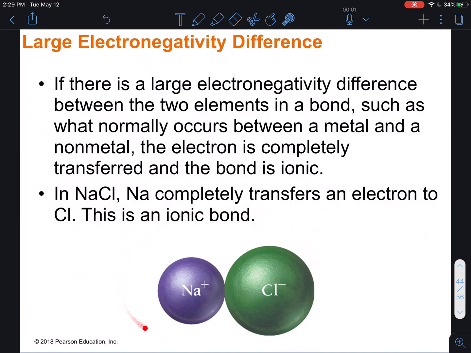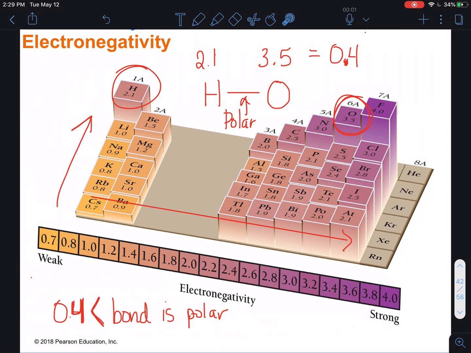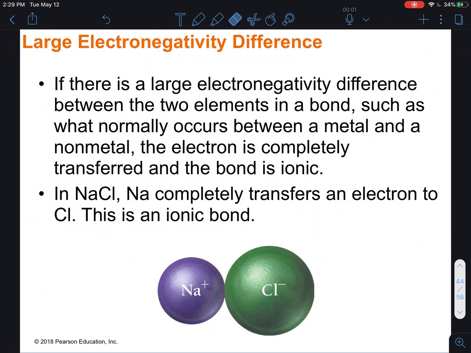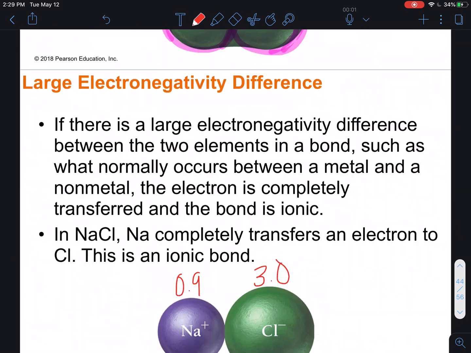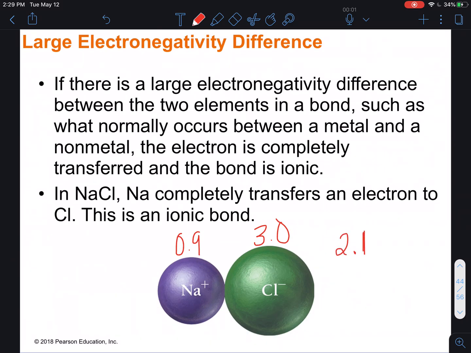If you have a huge difference, right? A large electronegativity difference, like for example, between sodium and chlorine. Let's go back up and see what sodium is. Sodium is 0.9, and chlorine is 3.0. So we have a difference of 2.1. That is much greater than 0.4. This is a big difference. If there is a large electronegativity difference between two elements in a bond, such as what normally occurs between a metal and a nonmetal, like sodium chloride, the electron is completely transferred and the bond is ionic. That's what happens. It results in an ionic bond because we have complete transferring of electrons.